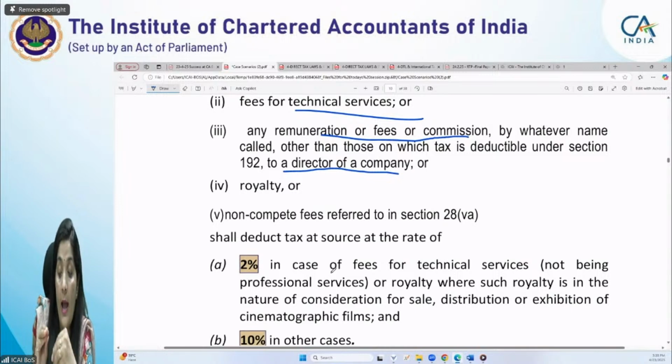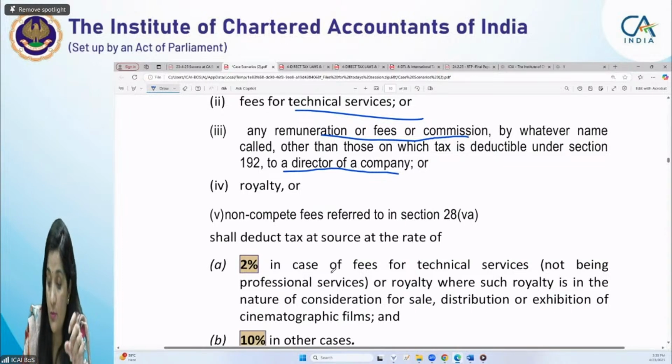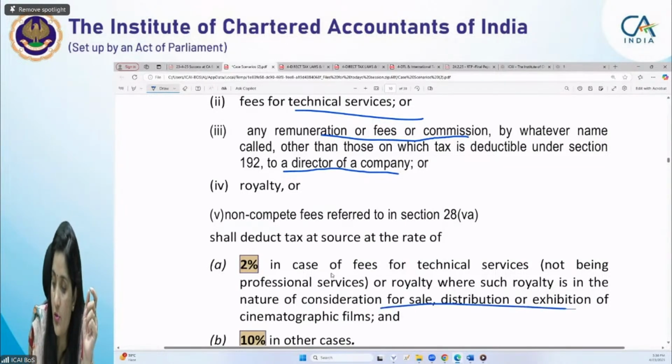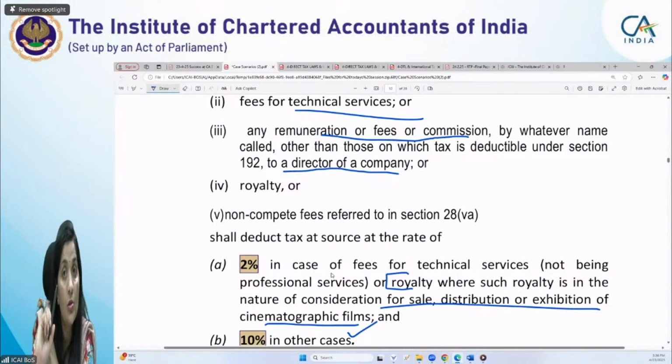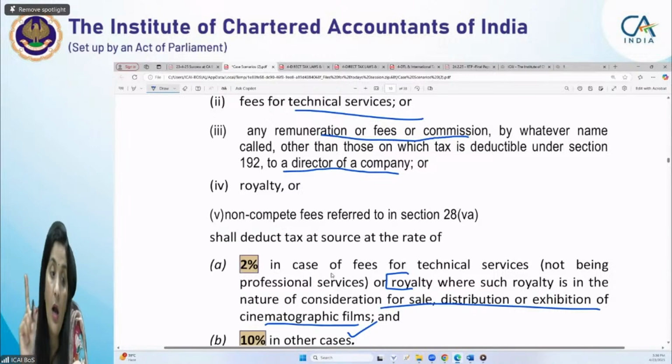Okay. And in case of royalty which is in the nature of sale or distribution or exhibition of cinematographic films, in respect of that it is 2%. Otherwise it is 10%. If royalty is in the nature of consideration for sale, distribution, exhibition of cinematographic films, then 2%. Otherwise, it is 10%. You will see on FTS it is 2%. Royalty, that too in specific cases, is 2%. Otherwise it is 10%.